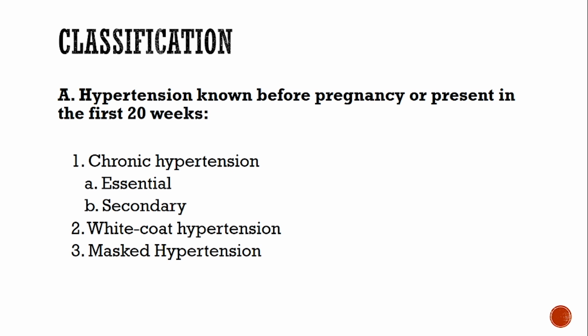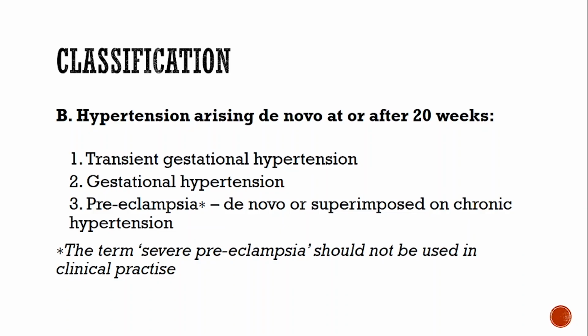Usually essential, most of the time the cause is unknown, but for secondary causes, largely due to kidney diseases. Then class A2 is white coat hypertension. We're going to see this in detail, while class 3 is mixed hypertension, a little bit new terminology, which we are going to see as we advance in the lecture.